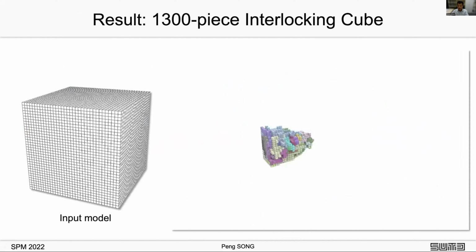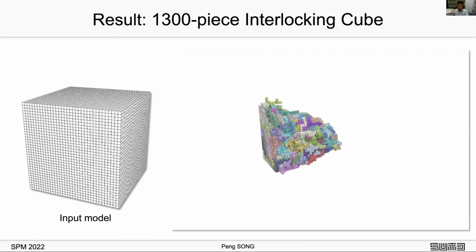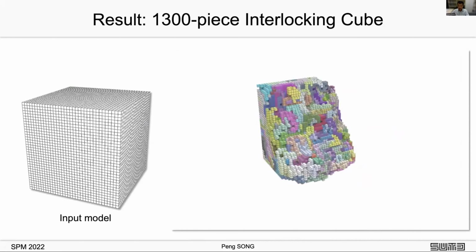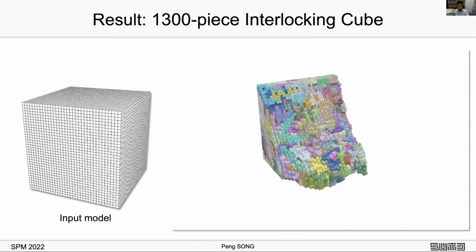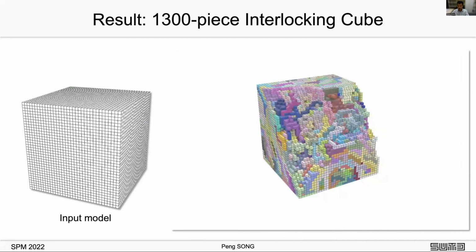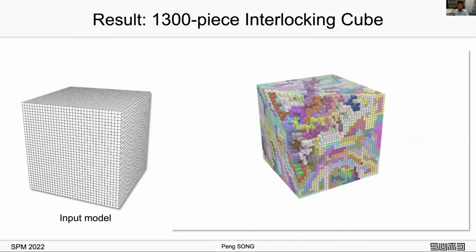Here is another example. It's an interlocking puzzle cube with 1,013 parts. This model shows the scalability of our approach to design interlocking puzzles with a huge number of puzzle pieces.